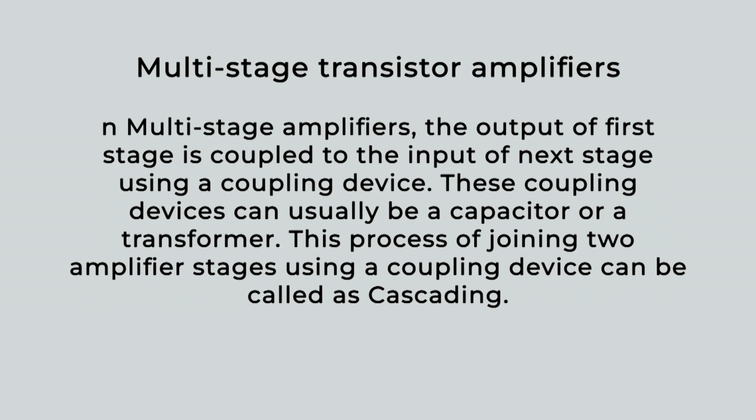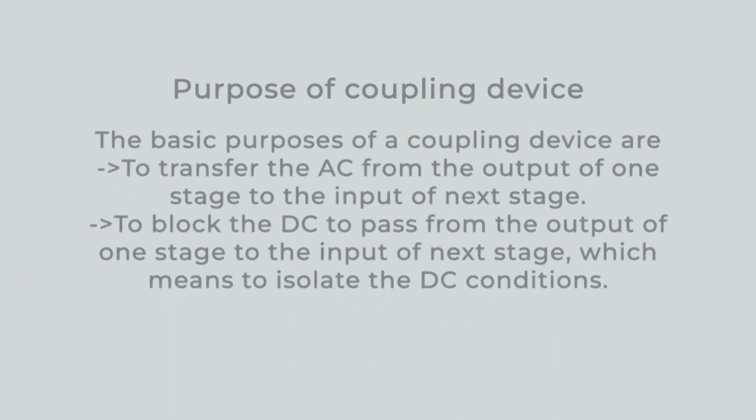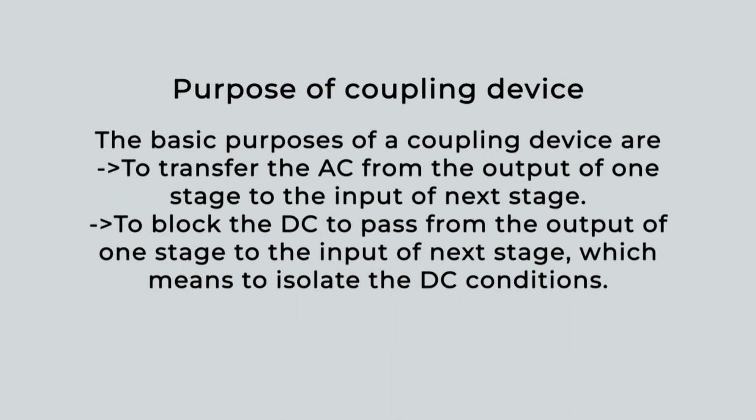These coupling devices can usually be a capacitor or a transformer. This process of joining 2 amplifier stages using a coupling device is called cascading. Now, the basic purposes of a coupling device are: first, to transfer the AC signal from the output of one stage to the input of the next stage.